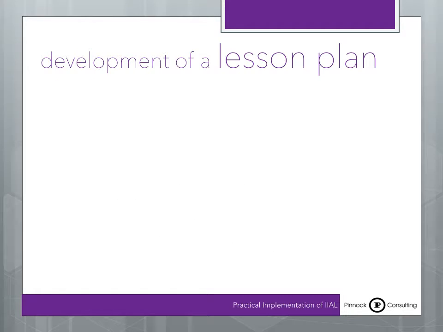Now let's look at the actual development of a lesson plan. And this is the structure or the template that you will fill in to plan each of your lessons. And now there are also some considerations to look at and elements that need to be included.